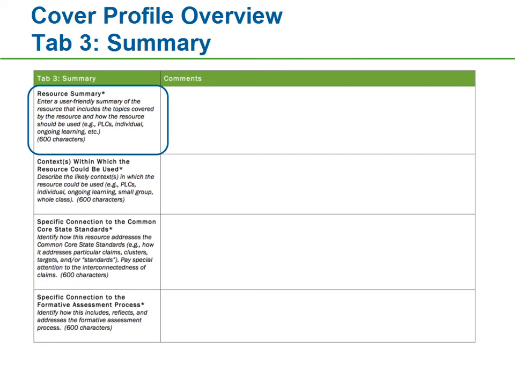The resource summary and the title entered under tab 1 are the most important fields to the digital library users. They will see these 2 pieces of information anytime they search for a resource. Although you have 600 characters to write a resource summary, only the first 140 characters will show up in the search. The user will have to click on a resource to read the whole summary. So make those first 140 characters count.